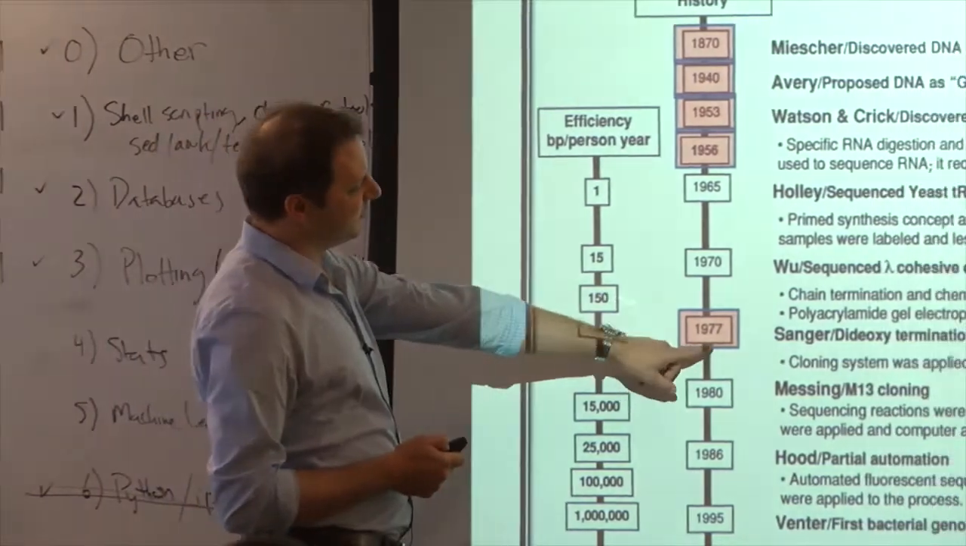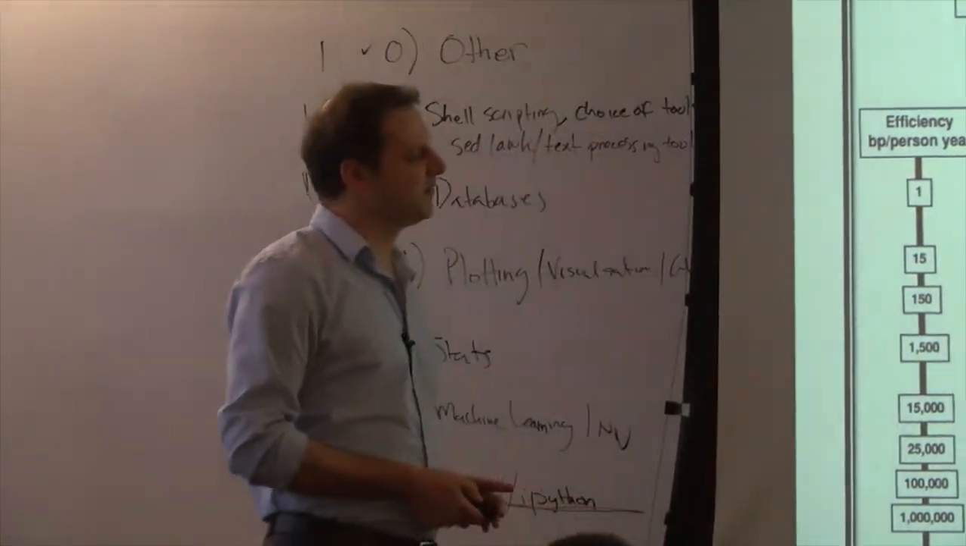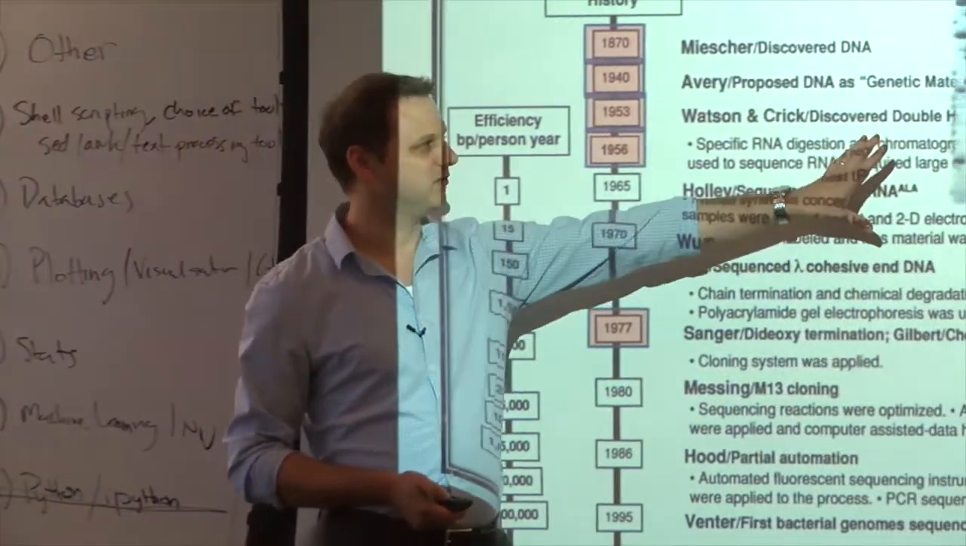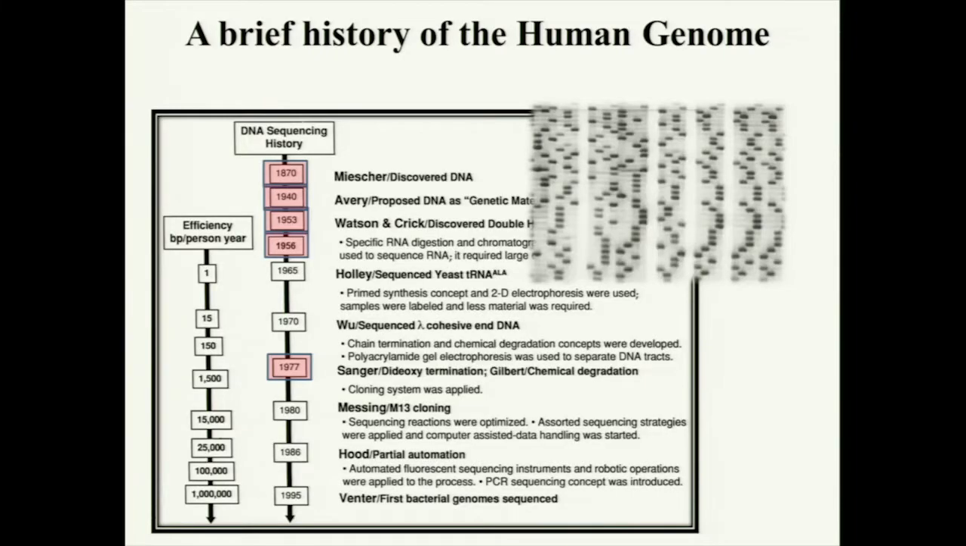In the late 70s, people first invented sequencing-based methods. This, at the time, was done using radioactive labeling. So this is S35 labeling, I believe. I used to do this stuff way back in the day when I was a lab tech.